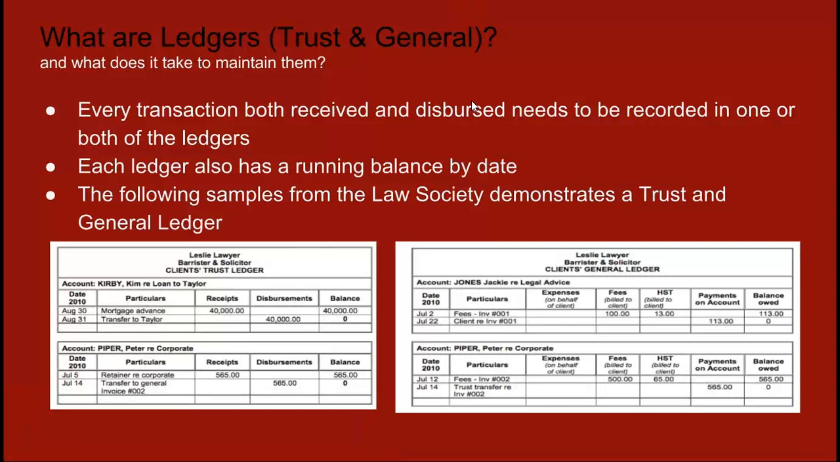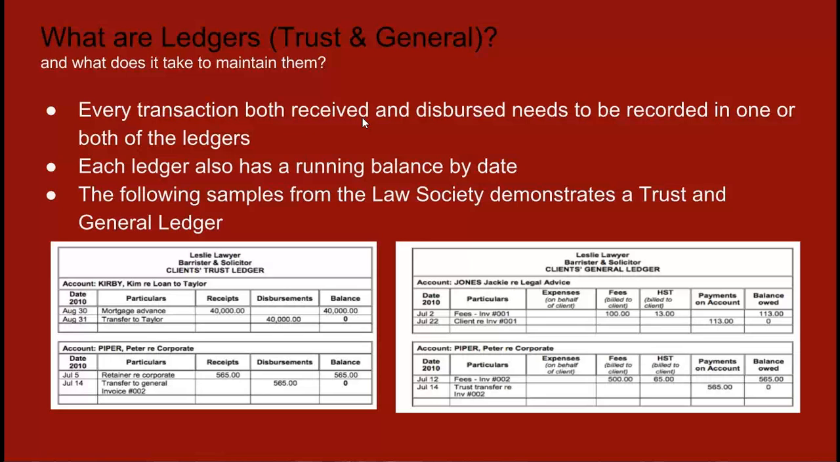So we've taken a quick snapshot of a trust ledger as well as the general ledger out of the bookkeeping guidelines, which in fact is a very interesting document to read. If you haven't already read it, I would highly encourage you to Google it, Bookkeeping Guidelines for Lawyers and or Paralegals in Ontario. It's a very, very comprehensive document. And this is one quick snapshot from that document that really talks about the different components of what a ledger would look like, be it trust or general.